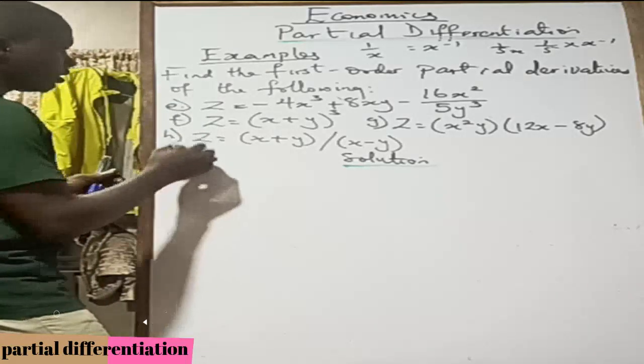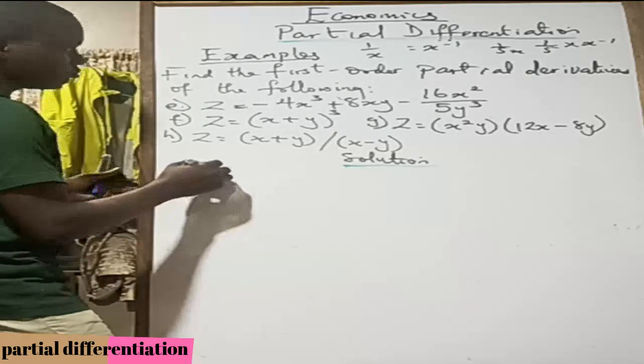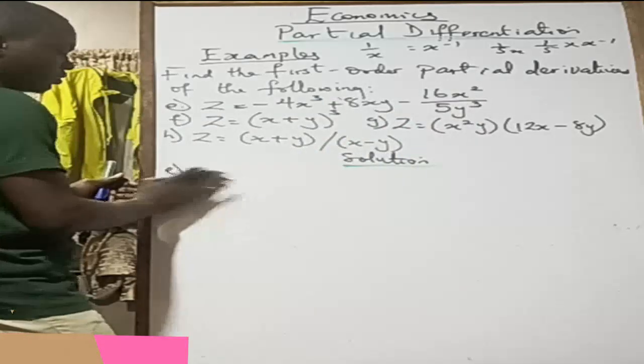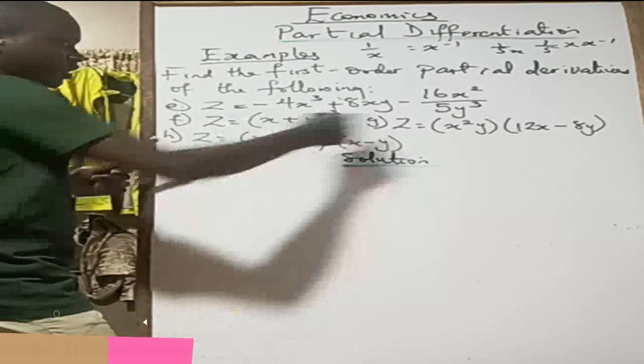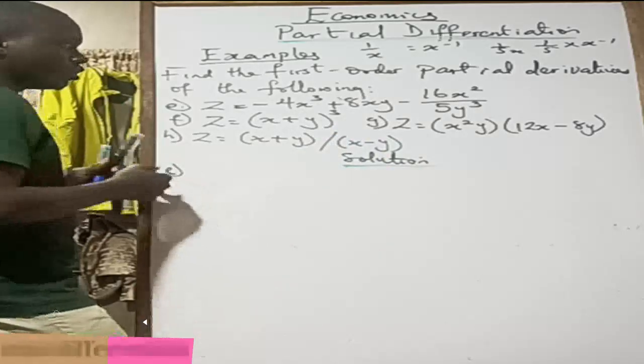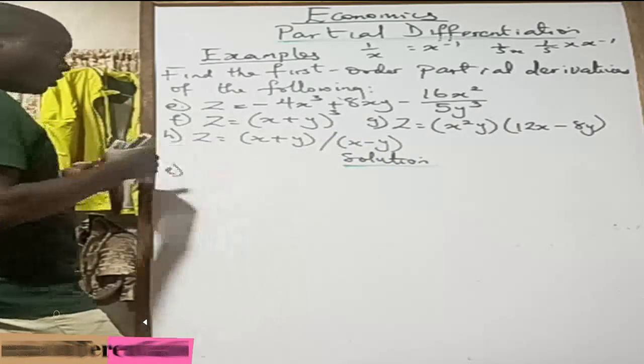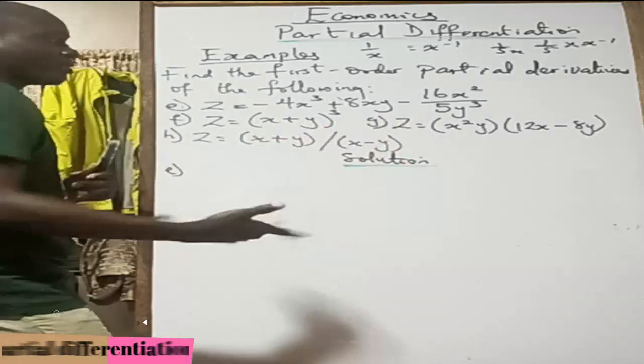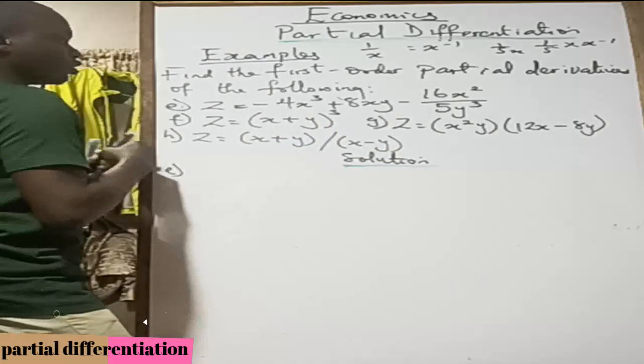For Z, let's try something like this. The issue here is with the denominator. What can you do? The easiest thing, I would advise somebody to do, is first convert 16 divided by 5 into a decimal. That should be 3.2.